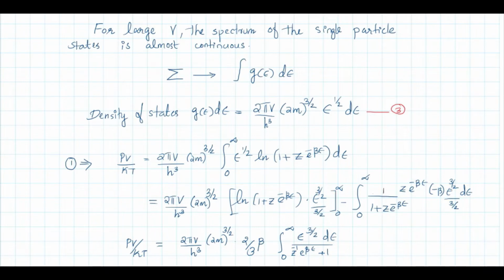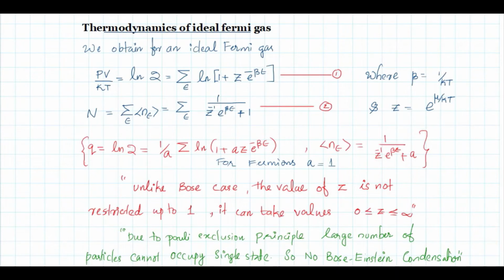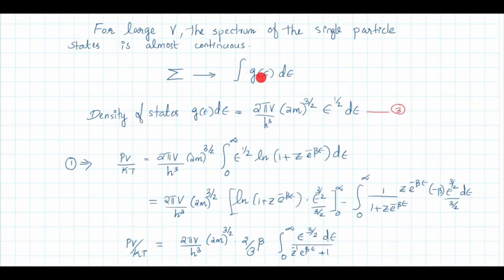Now, for large volume, the spectrum of the single particle state is almost continuous, and we can replace this summation with the integral, with the density of states given by g(E) dE equal to 2 pi V by h cube (2m) raised to 3 by 2 E raised to half dE. And if you substitute this in equation 1, we will get PV by kT equal to 2 pi V by h cube (2m) raised to 3 by 2. These are constants. Integral 0 to infinity E raised to half log(1 plus z e raised to minus beta E) dE.